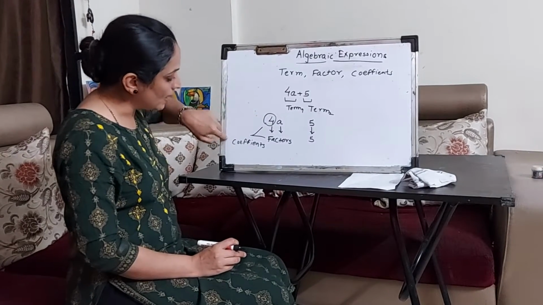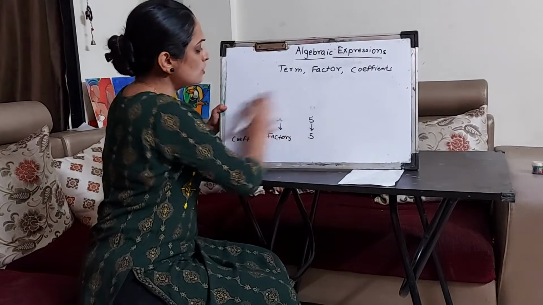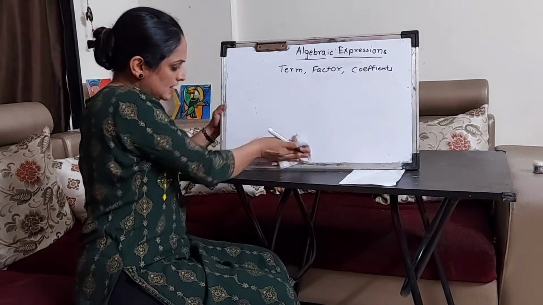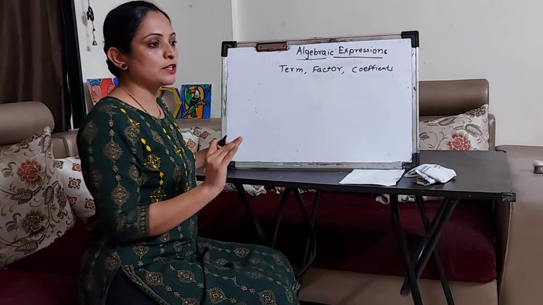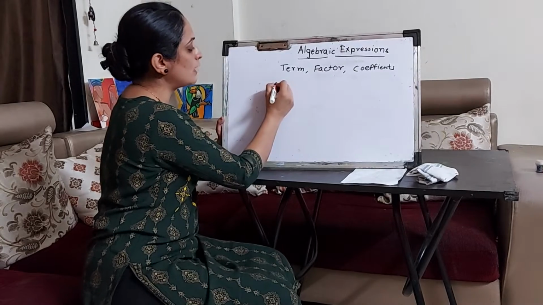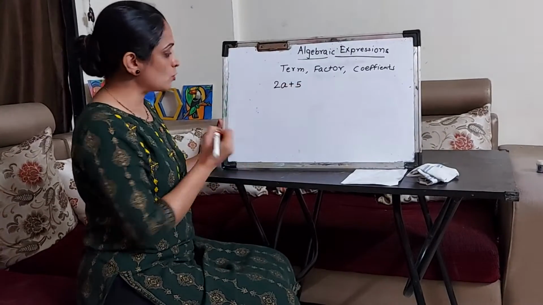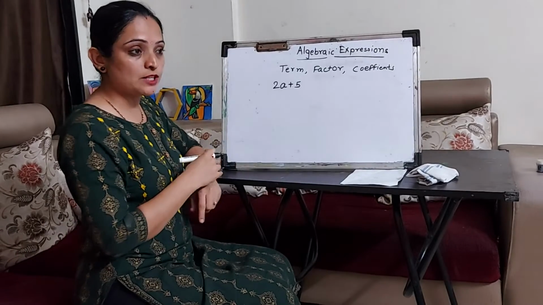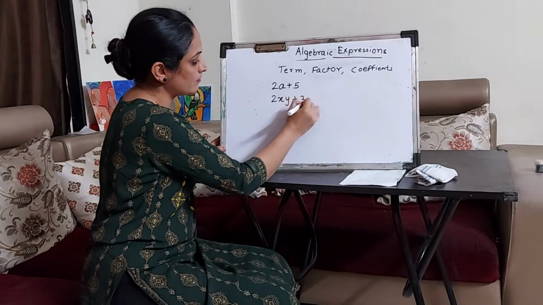So numerical factors are nothing but the coefficients. Okay, so let's take an exercise. Suppose a question comes like this: write an expression with one variable. So how do I write? 2a plus 5. Suppose the question comes like this: write an expression with two variables. Then we can write like this.